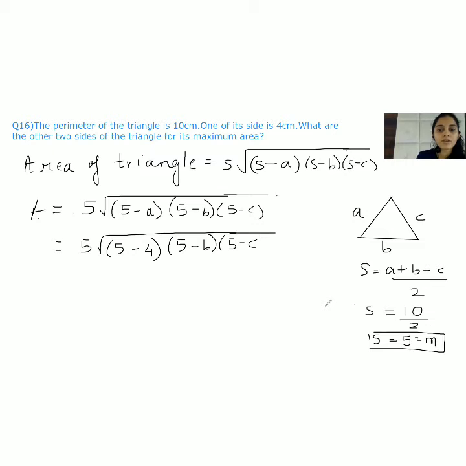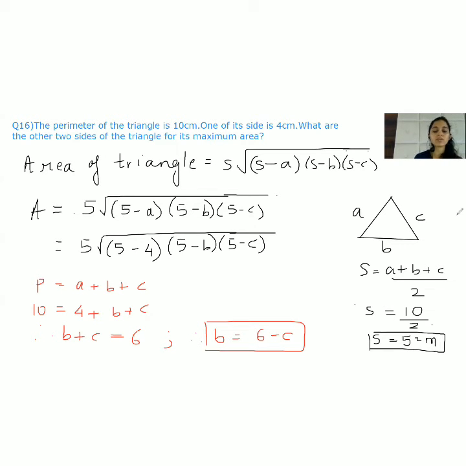Now, what can we say about B and C? If one of the sides is 4 and the perimeter is 10, what can I tell about B and C? The perimeter is equal to A plus B plus C, so 10 is equal to 4 plus B plus C, right? Therefore, B plus C is equal to 6, correct? And so we can say, therefore, B is equal to 6 minus C. This B value we are going to use in the area formula now. So we'll call this area as 1 and this as 2.